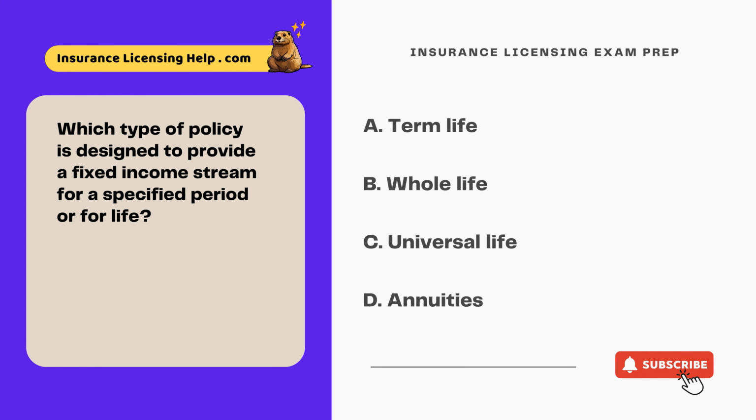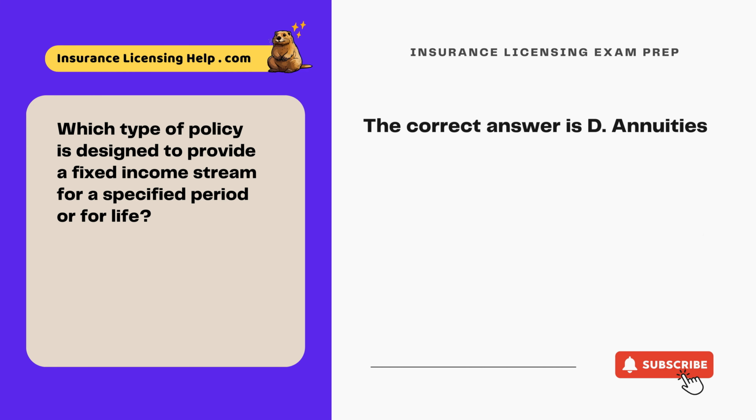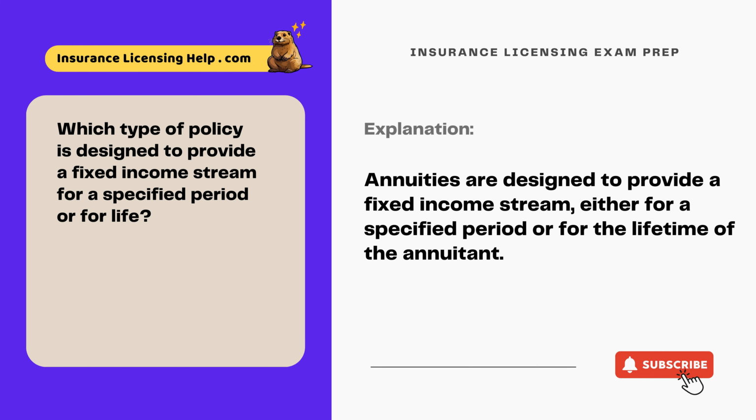Which type of policy is designed to provide a fixed income stream for a specified period or for life? A, term life. B, whole life. C, universal life. D, annuities. The correct answer is D. Annuities. Annuities are designed to provide a fixed income stream, either for a specified period or for the lifetime of the annuitant.